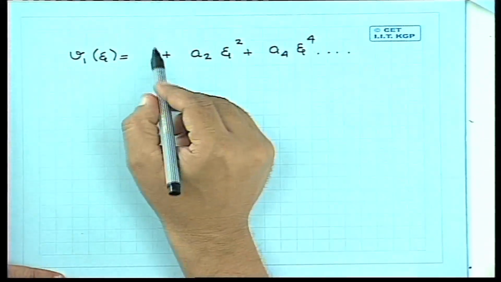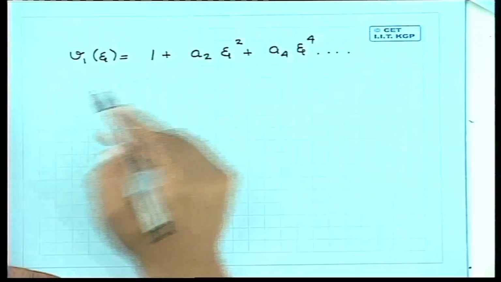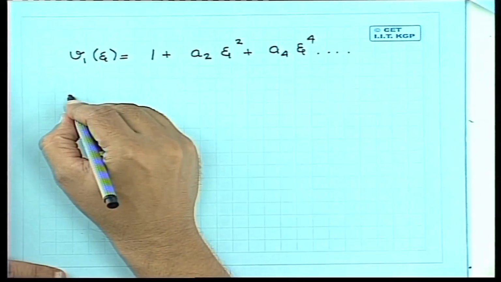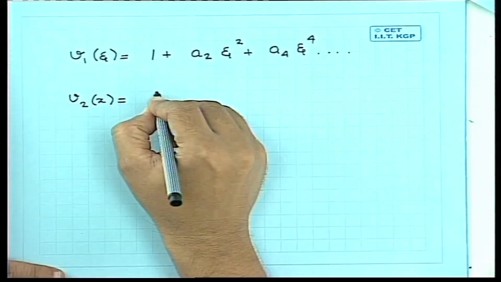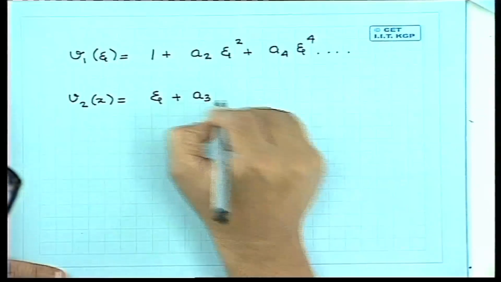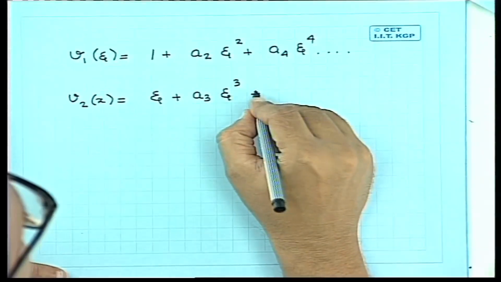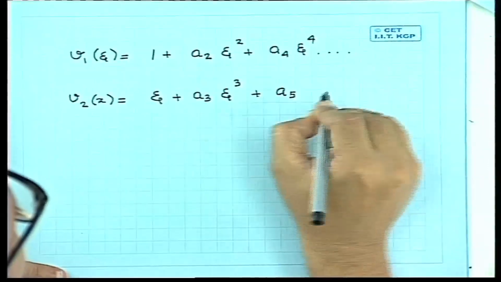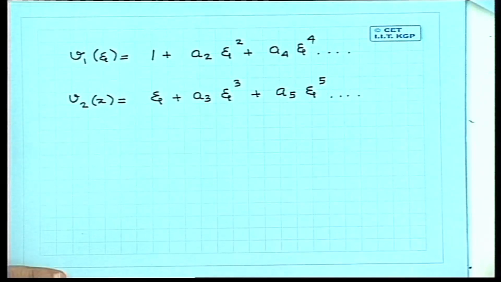So this is one function where we have chosen C0 to be 1. We could always multiply the whole thing by a number. And we have another function V2(xi), which is equal to xi plus A3 xi cube plus A5 xi to the power of 5 and so on.